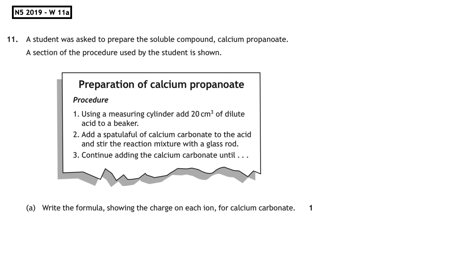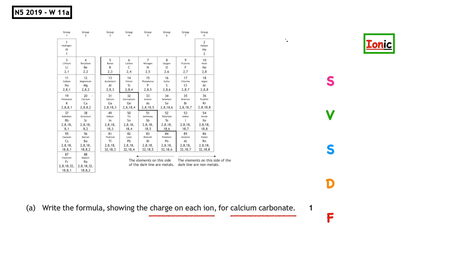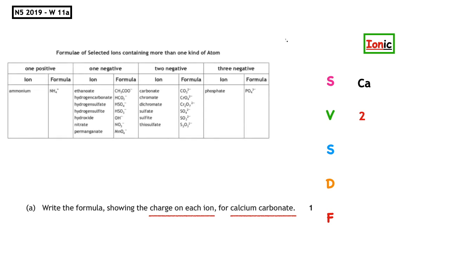This question's from the National 5 2019 past paper, written 11A. Write the formula showing the charge on each ion for calcium carbonate. So we're looking at ionic formula for this particular question. And the compound is calcium carbonate, which means it ends in ate, and we're going to have to use page 8. The symbol for calcium is Ca. It's found in group 2, valency 2. The carbonate is CO3, the valency 2.